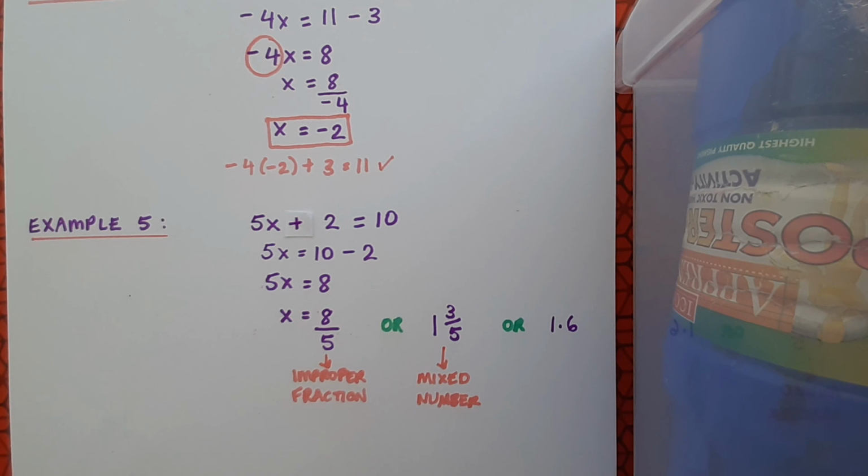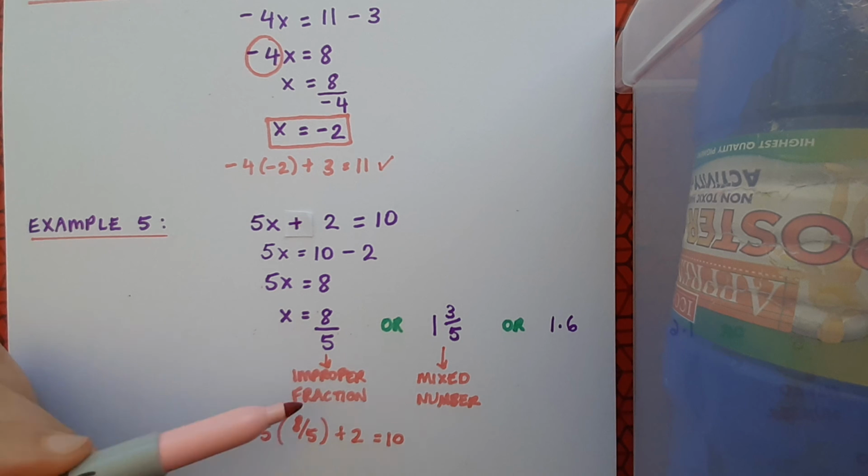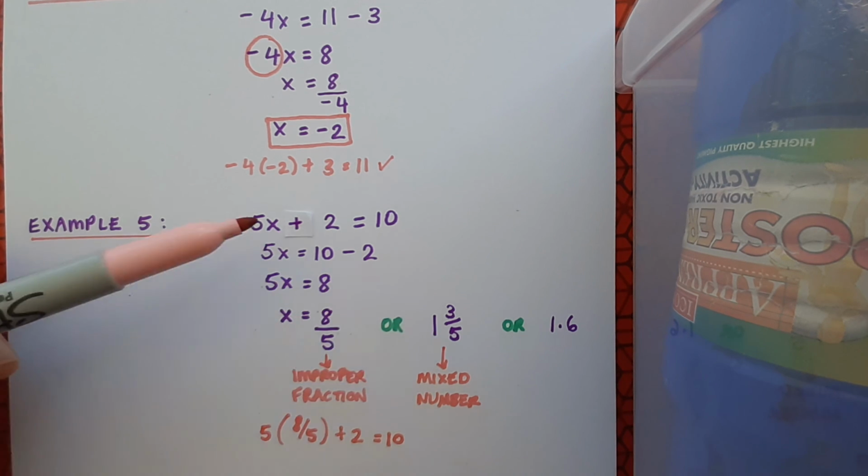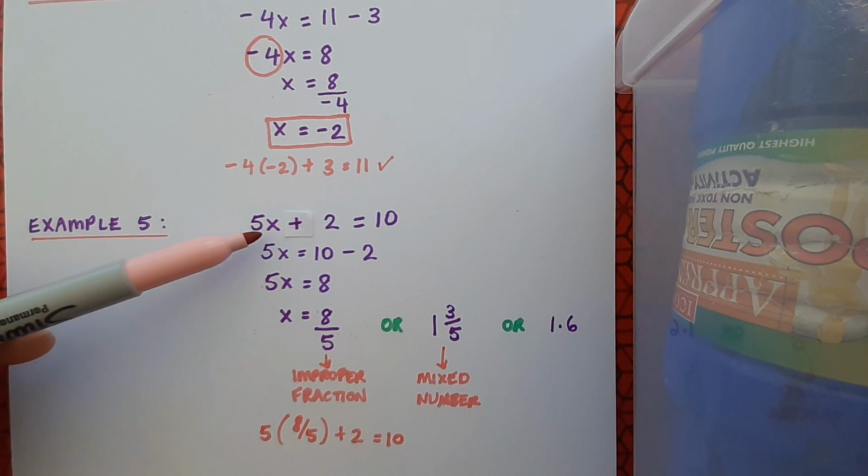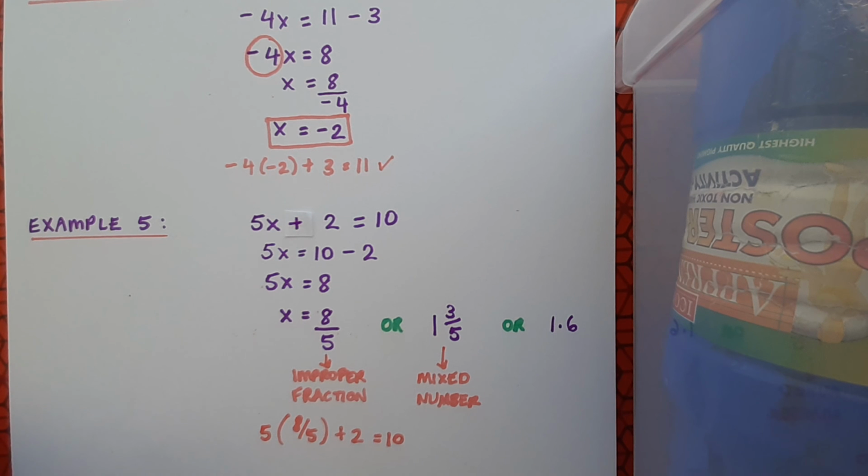As always, we can verify our solution. I'm choosing to use the 8 over 5 as my value to substitute in. You could put in 1 3/5 in for x or 1.6 in for x, either if you like. They'll all give you the same result. So 5 times 8 over 5 plus 2 into the calculator. Press your equals, it gives you 10, so your statement is correct. So 8 over 5 or 1 3/5 or 1.6 are the solution for x. And just to point out the obvious, these are all worth the same amount.